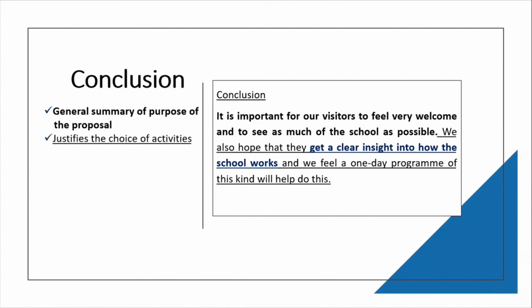The writer has also justified the choice of activities, and part of the reason for this is to persuade the reader that this is a good idea. The language here is appropriate, it's not incredibly formal, it's quite neutral, and finally it's another paragraph where there are no errors.